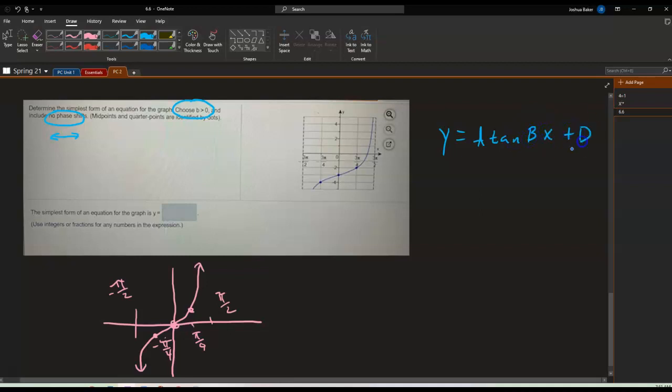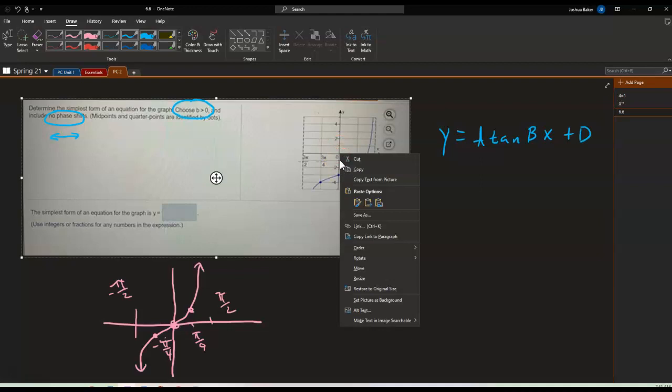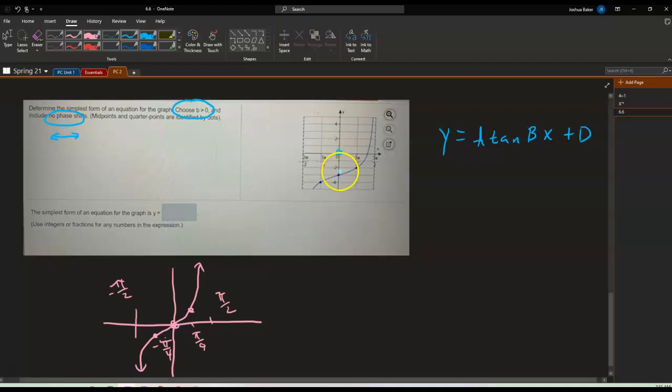figure this stuff out. Now notice I'm putting a d value here because it looks like it shifted down. We can actually figure out the d value really easily. If it's supposed to hit here at 0, but it really hits down here at negative 3, that means that d value is negative 3. Next, let's figure out the b value.